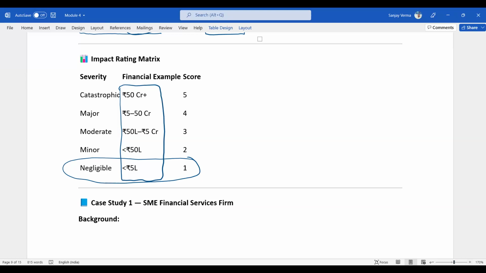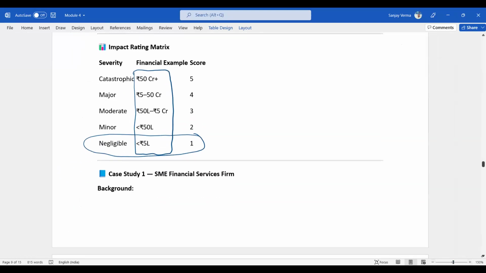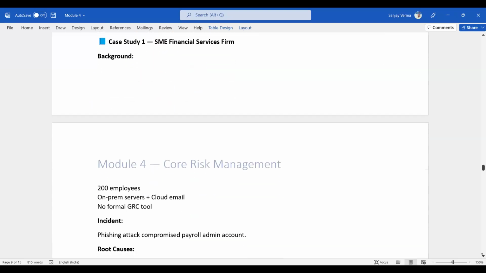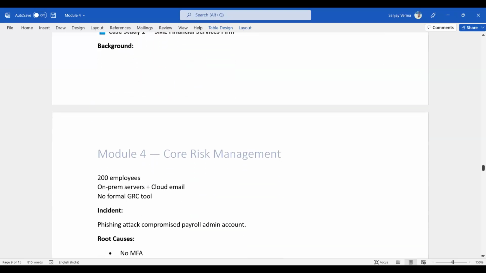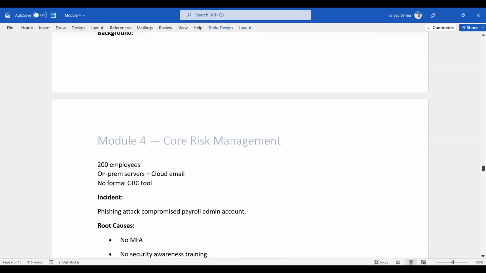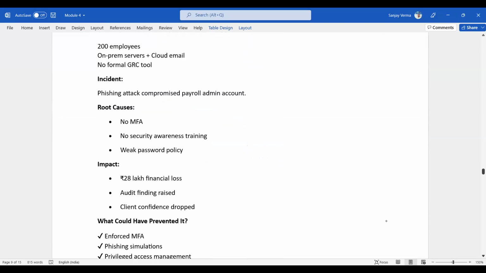All right, so let's have another case study. This is about a small and medium enterprise financial business, and they have 200 employees, and some on-premise systems. Just make a note of these details: 200 employees, on-premise servers, and they have some email which is on the cloud. They do not have a formal GRC tool. That means they don't have GRC processes in place.